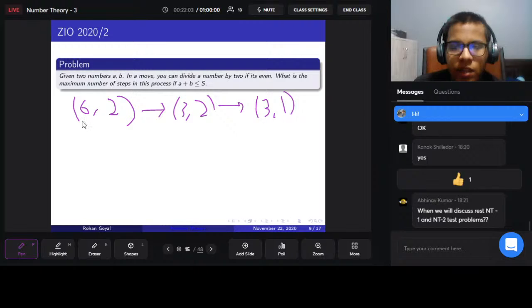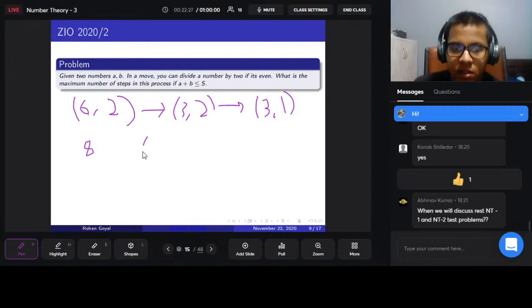So we go from 6 comma 2 to 3 comma 2 and then go to 3 comma 1. Similarly, we can do this process on any two given numbers. So we want to find the maximum number of steps we can do so that a plus b is less than a given number. For example, here a plus b is 8. So can we improve this?